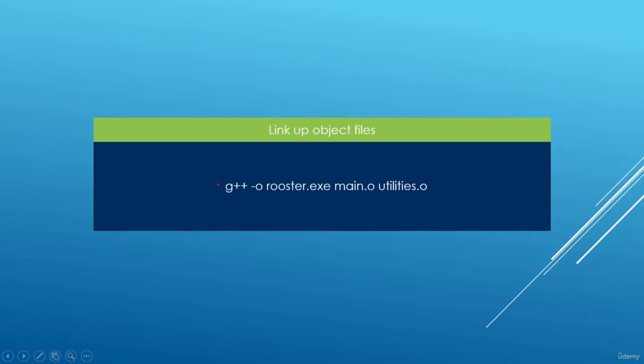And the command to do that is what you see here. We're going to link up our object files. We're going to call the compiler. We're going to specify our flag. We're going to specify the output file, and then we're going to specify our input files to be main.o and utilities.o. Let's head over to Visual Studio Code and do this.